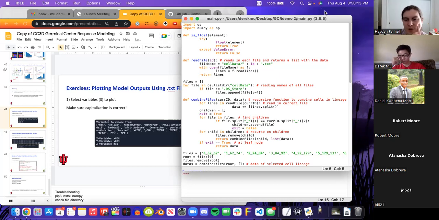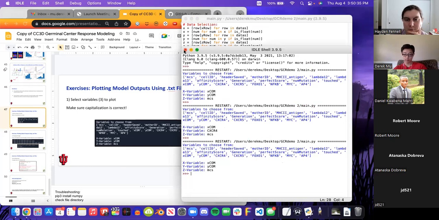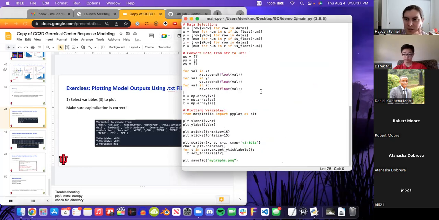And so this code is obviously tailored to Derek's particular use case, but the idea here is that this would actually be fairly easy to adapt to any given data set that you're generating out of CompuCell. Because the main idea here is being able to just pick three variables and have it auto-generate the plots, which, like I was saying, is something that is not super easy to do straight out of CompuCell.